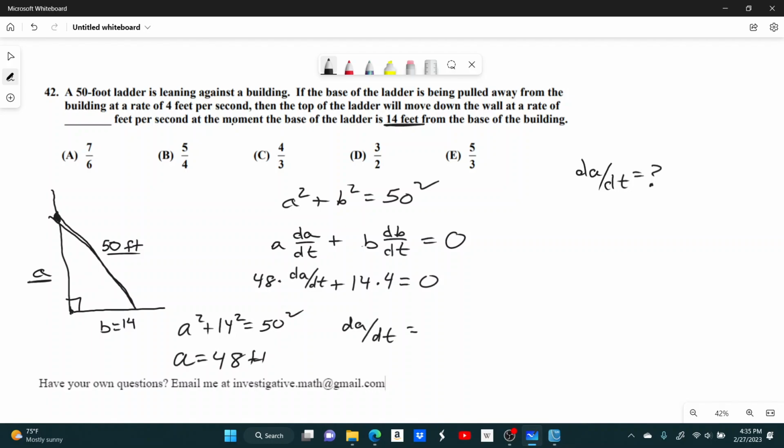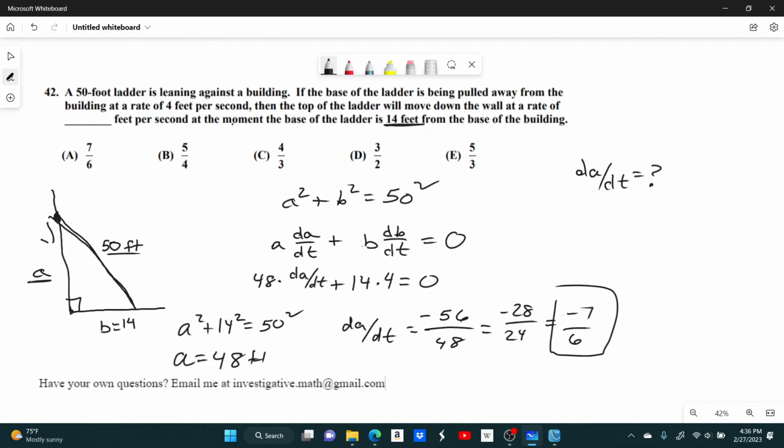So 14 times 4, that's 56. Once I subtract it over to the right side, that'll be negative 56, divided by 48. That simplifies by dividing top and bottom by 4, so that'll be negative 7 over 6, which means that the length of a is decreasing, which makes sense.